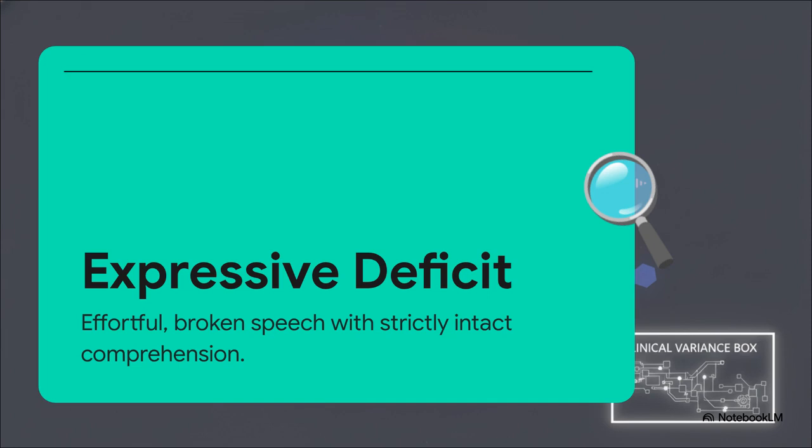So, it's absolutely crucial we define these terms precisely. An expressive deficit, what we classically call Broca's aphasia, is telegraphic. It's physically frustrating. The patient knows exactly what they want to say, but they just can't mechanically produce the syntax. A receptive deficit, or Wernicke's aphasia, is the exact opposite. It features a completely uninhibited, perfectly melodic flow of words that is entirely devoid of meaning.